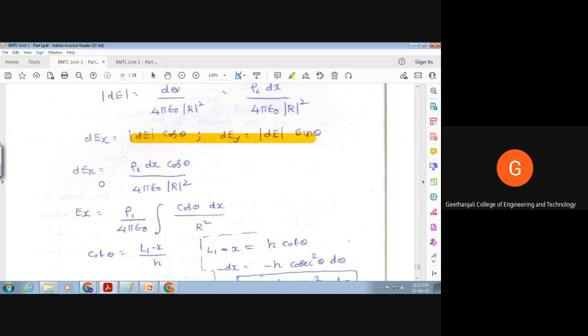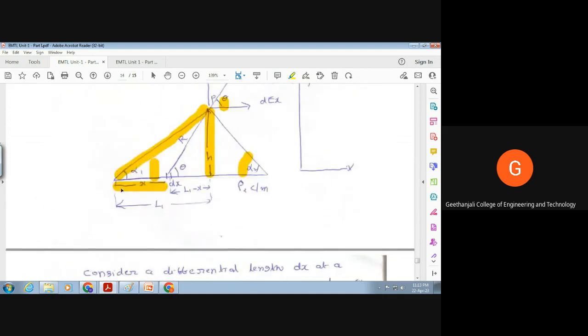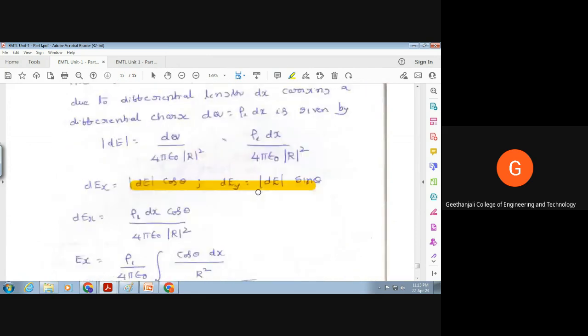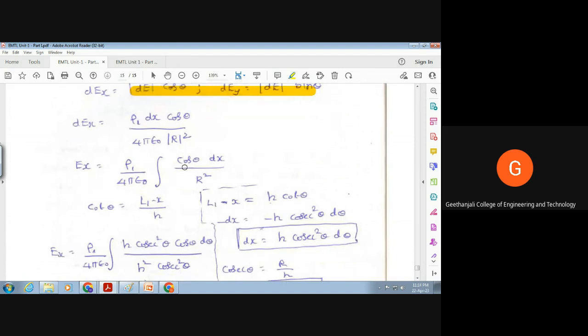So if I want to find out the total x component, I need to integrate this: rho L by 4 pi epsilon naught integral cos theta dx by r square. Now we need to integrate in such a way that the entire line charge is included. Here, as it is, we cannot perform the integration because to perform the integration, there has to be only one variable. Here, theta is a variable.